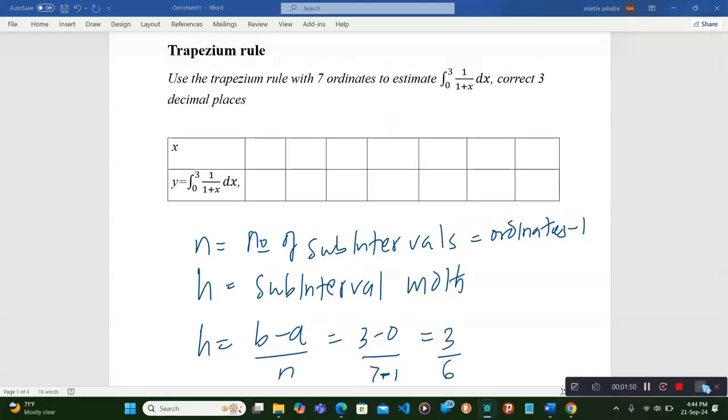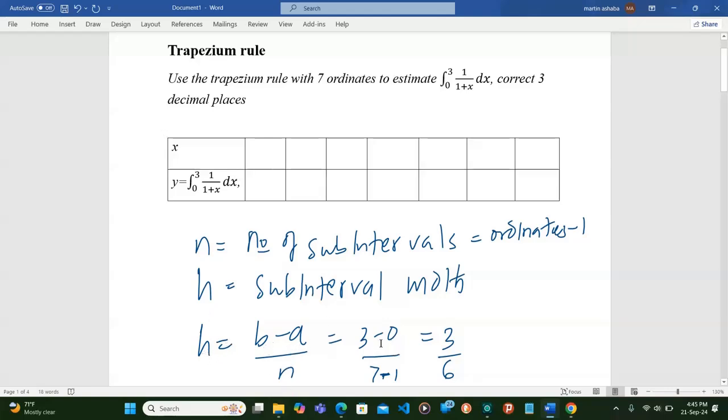In this formula, b minus a out of n equal to h is what we always use to calculate the sub-interval width. And the b and a are always provided in the limits of the integral, whereby a is the lower limit, b is the upper limit, and n is the number of sub-intervals. So according to our question here, we are integrating from 0 to 3 for 1 out of 1 plus x with respect to x, and we are required to calculate h.